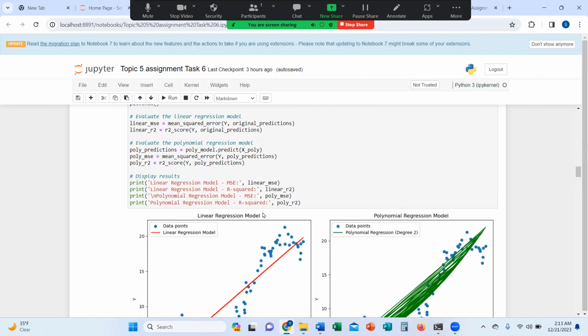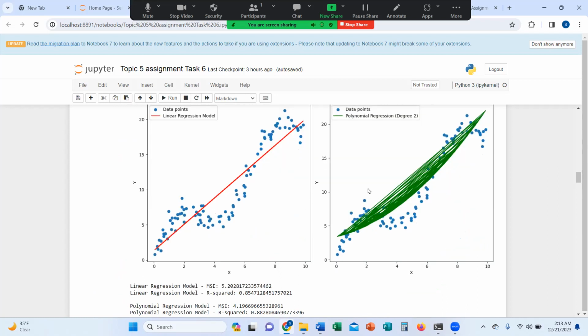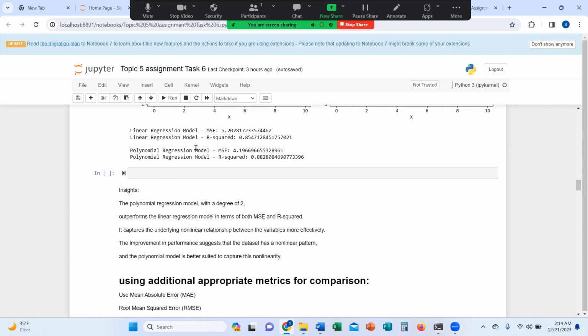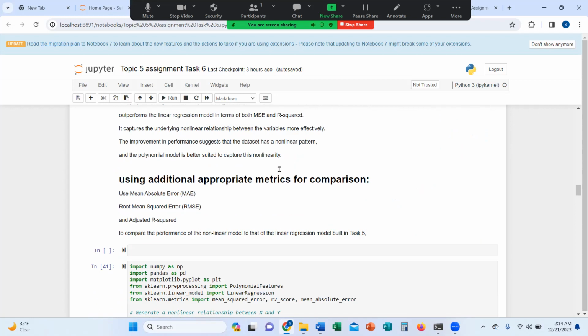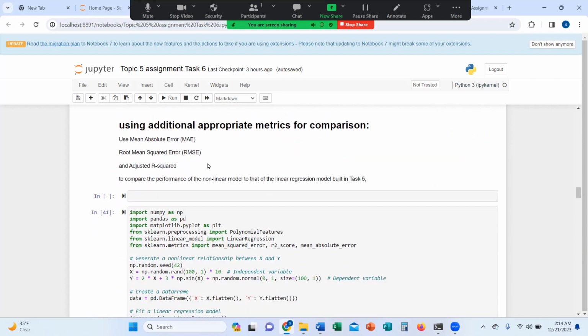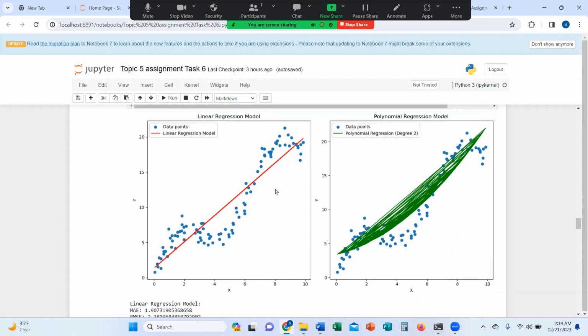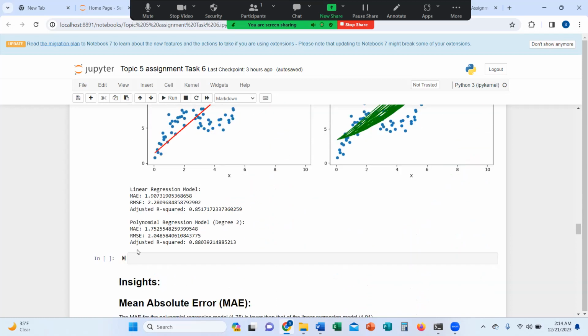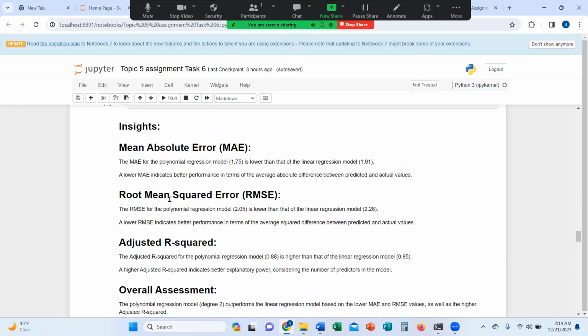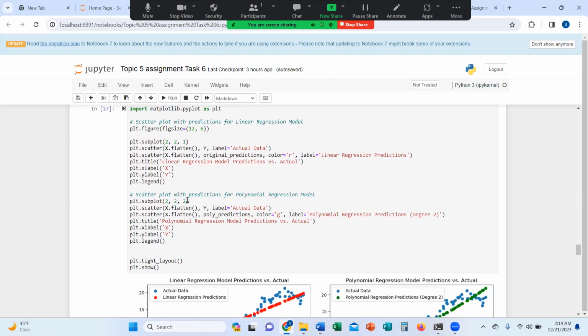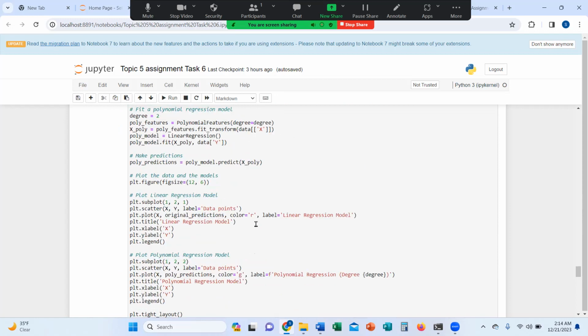Yeah, and what I have here is the linear regression model and the polynomial regression model. And these are the various values that I got. And I also use some additional metrics, like the MAE, the RMSE, and adjusted R-square. These are the programs for those. And these are the printout for the values of that and the visuals.